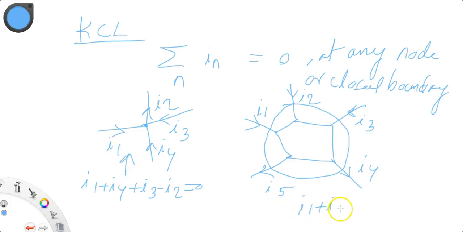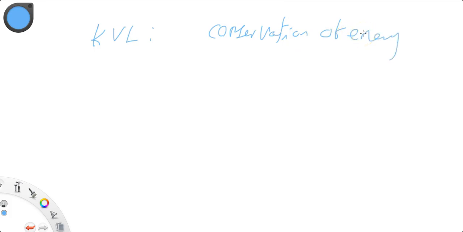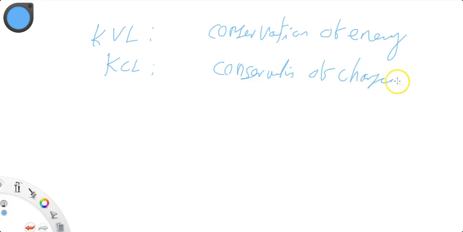and for this case I1 plus I2 plus I3 minus I4 minus I5 equal to 0. So summarizing, KVL is conservation of energy, and KCL is the result of conservation of charge.